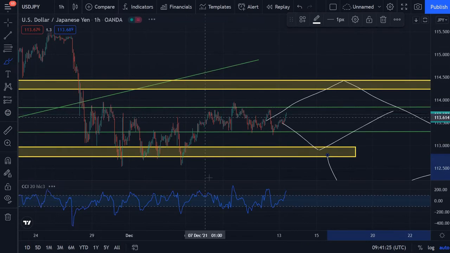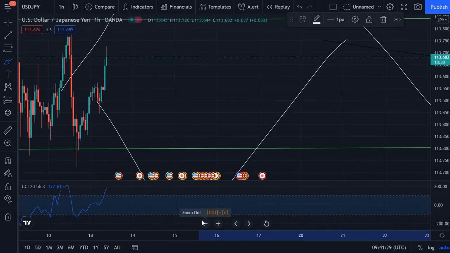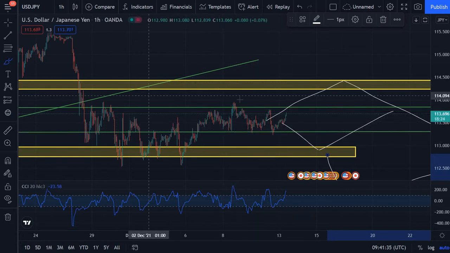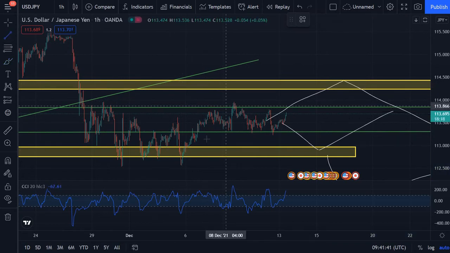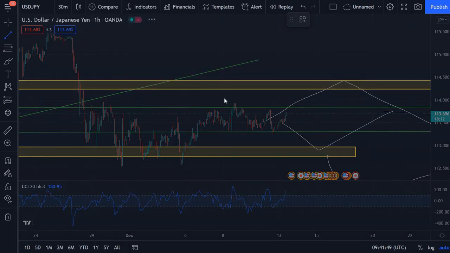Checking the 1-hour chart. Well, still here between these support and resistance lines, basically forming this kind of, well, just a movement to the side, not much going on. Let's check the 30-minute chart.